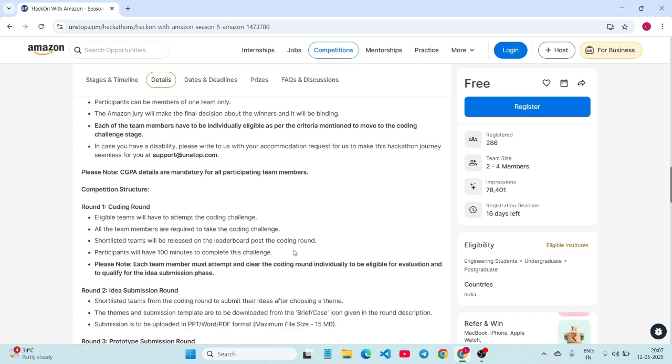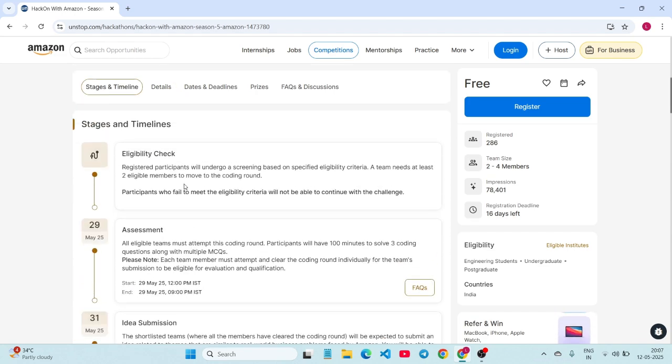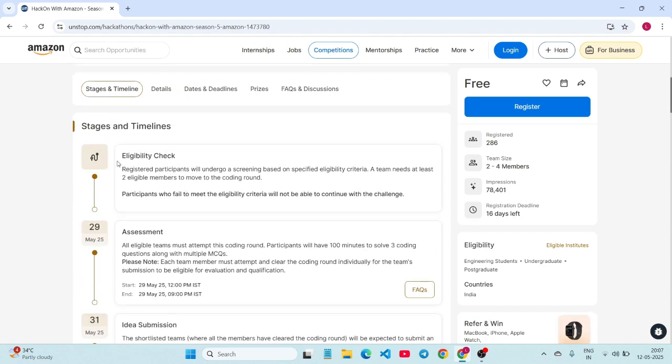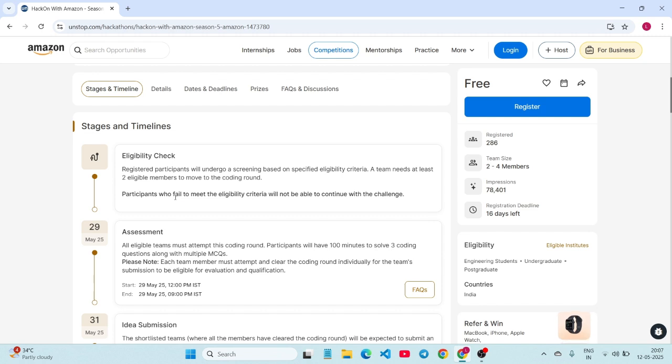Let's see the competition structure of this hackathon. First, we'll have the coding round. Before this round, they will check the registered participants. If you meet the eligibility criteria, you will be shortlisted and moved to the next round. Otherwise, those who fail to meet the eligibility criteria will not be able to continue to the coding challenge. Those who are shortlisted and meet the eligibility criteria will move on to the coding round.